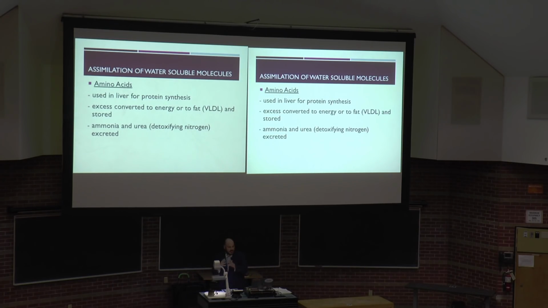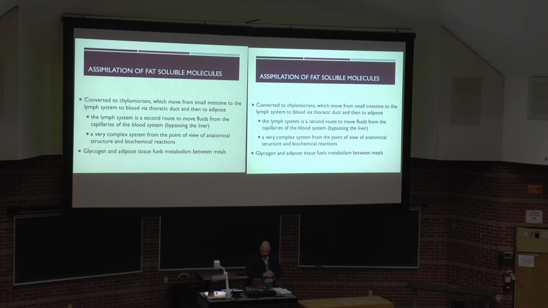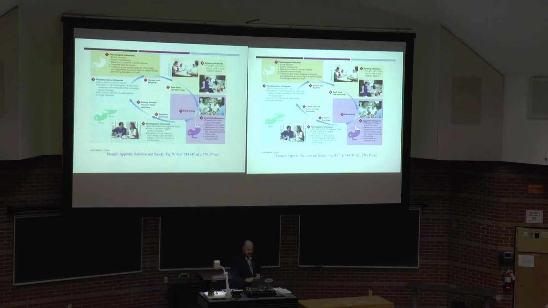Amino acids go to the liver for protein synthesis. Again, we talk about things like your VLDL. We have to detoxify the ammonium and the urea. And we have chylomicrons. The chylomicrons, again, are from the absorption of your lipids, which then go from your intestinal cells to the lymphatic system, which then can undergo oxidation once they reach the sites.